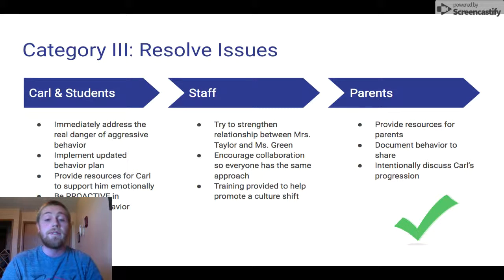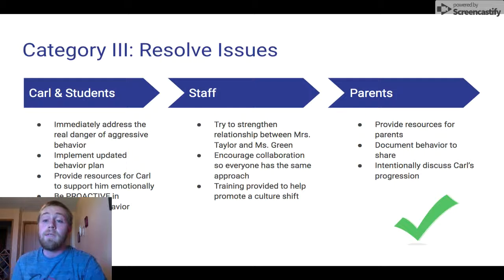And then finally, training provided to help promote a culture shift. So again, bringing in that extra help to the staff so they can better deal with issues that arise such as this. And finally, we're going to resolve some issues with the parents, or at least help provide some support for them. So providing those resources for the parents, such as counseling services, doctor recommendations, something to help them help Carl.